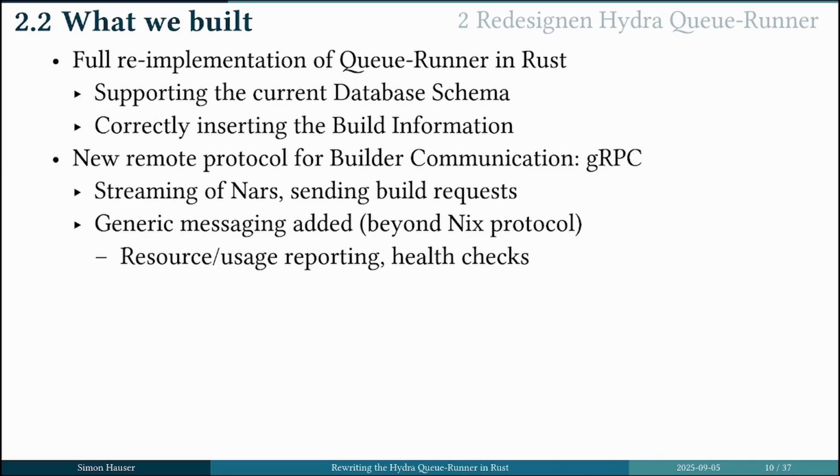We use gRPC for this. No particular reason other than this is a popular protocol that can be used for this. We are streaming NARs over this, so sending build inputs to the builders and accepting build results. And we added additional general messaging, basically, so we can check the remote usage, get health checks from the builders, that they are still working on the builds, and how the current load of the builds is.